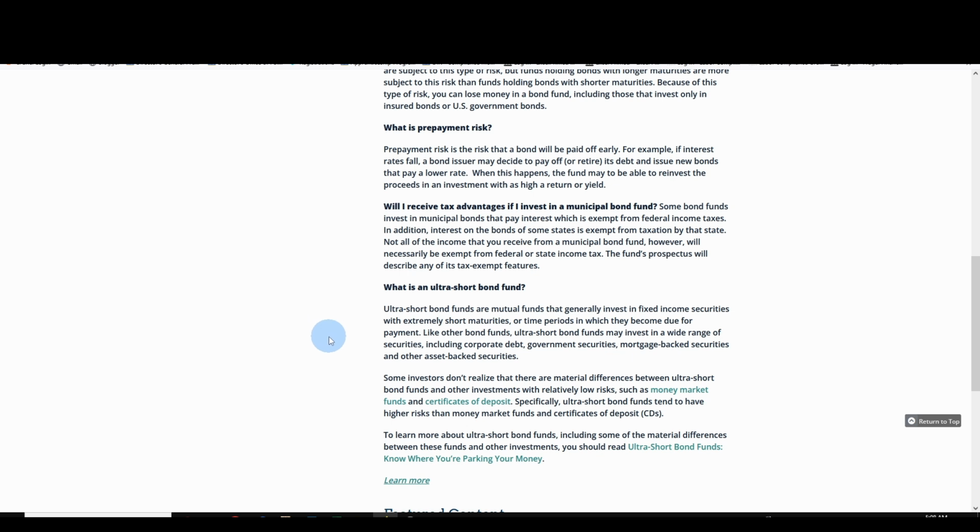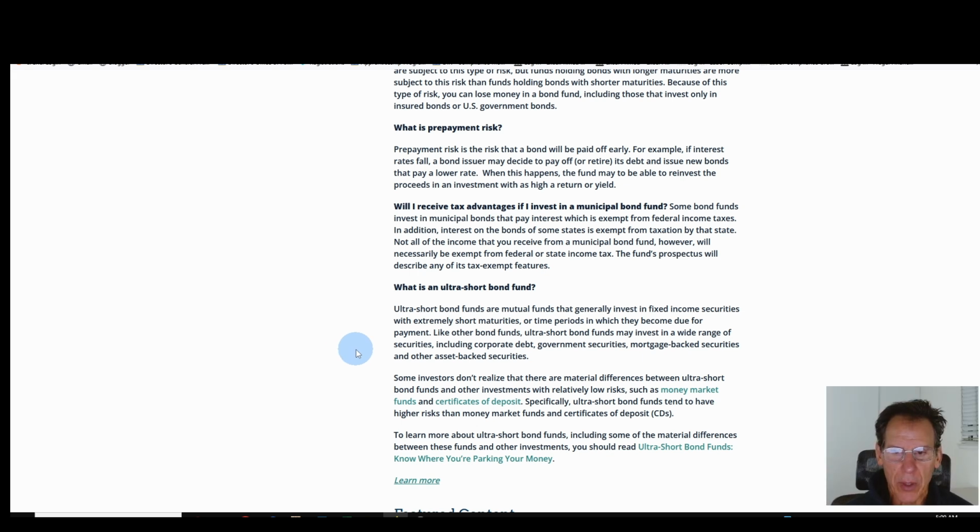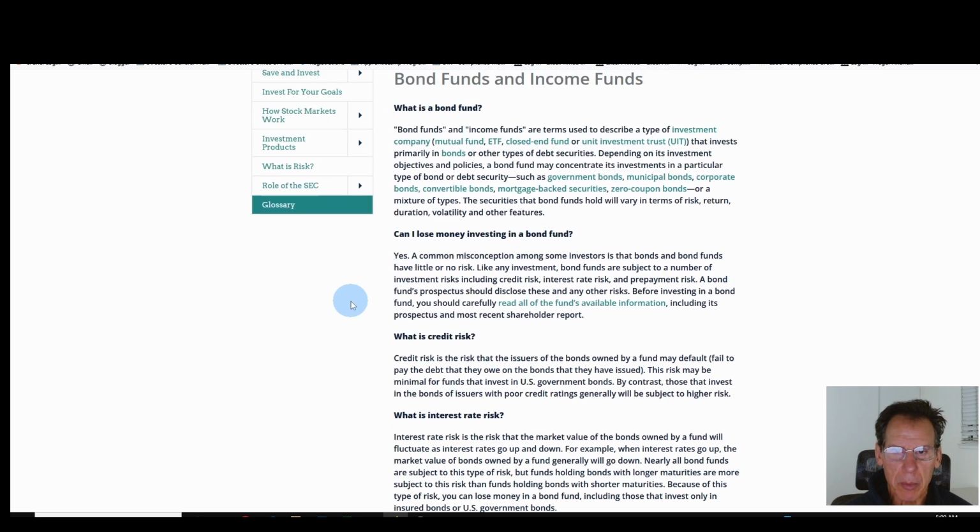Some investors don't realize that there are material differences between ultra-short bond funds and other investments with relatively low risks, such as money market funds and certificates of deposit. Specifically, ultra-short bond funds tend to have higher risk than money market funds and certificates of deposit. Learn more about ultra-short bond funds, including some of the material differences between these funds and other investments. You should read Ultra-Short Bond Funds: Know Where You're Parking Your Money. This information will be posted below.